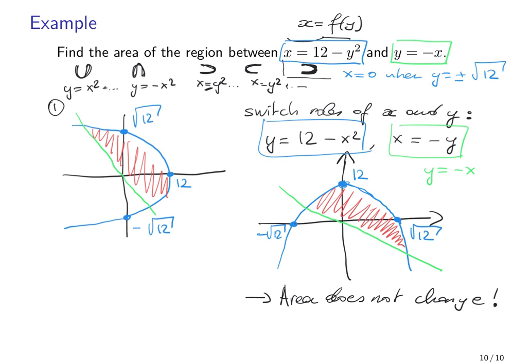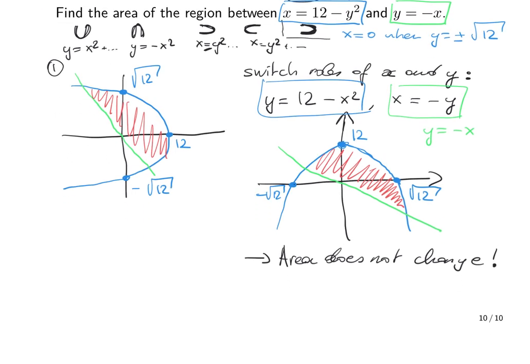And moreover, why do we do this? Because now we have nice functions of x, a function of x here as well, and we can continue with our usual approach. So that's what we'll do next.